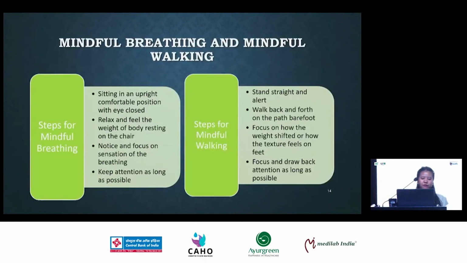Mindful breathing and mindful walking. Steps for mindful breathing: sit in an upright, comfortable position with eyes closed, relax and feel the weight of the body resting on the chair. Notice and focus on the sensation of the breathing and keep attention as long as possible. Steps for mindful walking: stand straight and alert. Walk back and forth on the path barefoot. Focus on how the weight shifts or how the texture feels on the feet. Focus and draw back attention as long as possible.